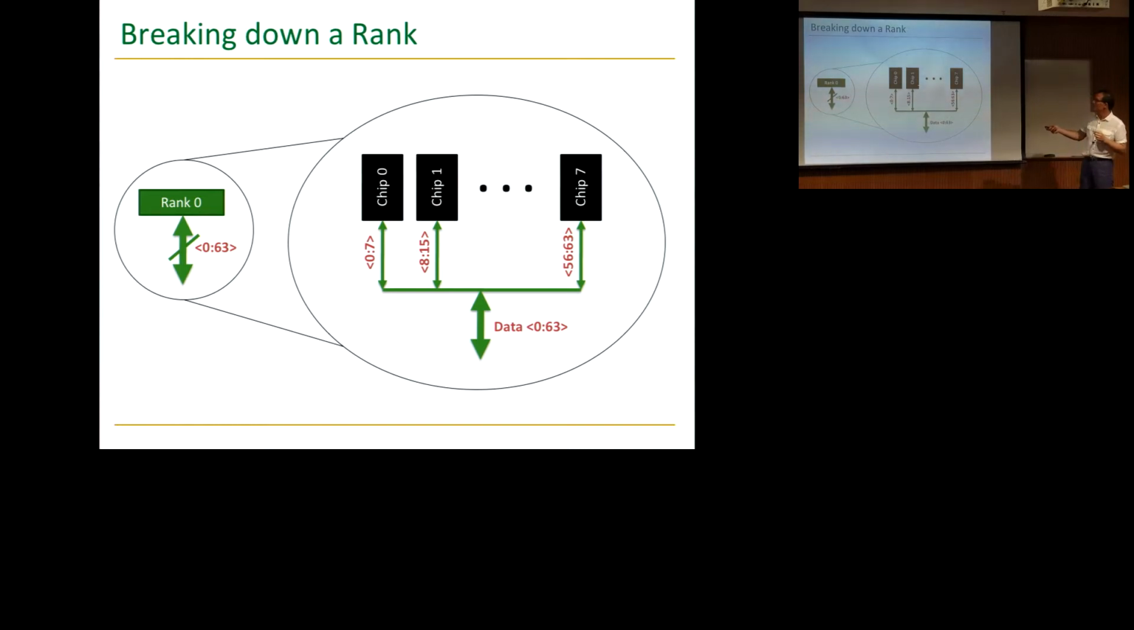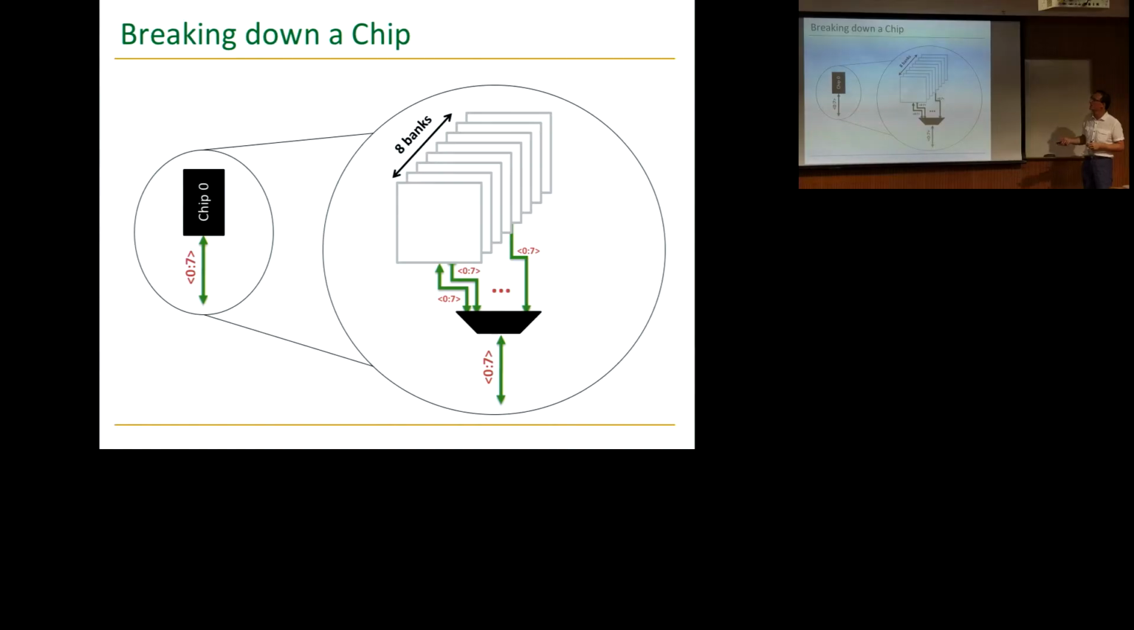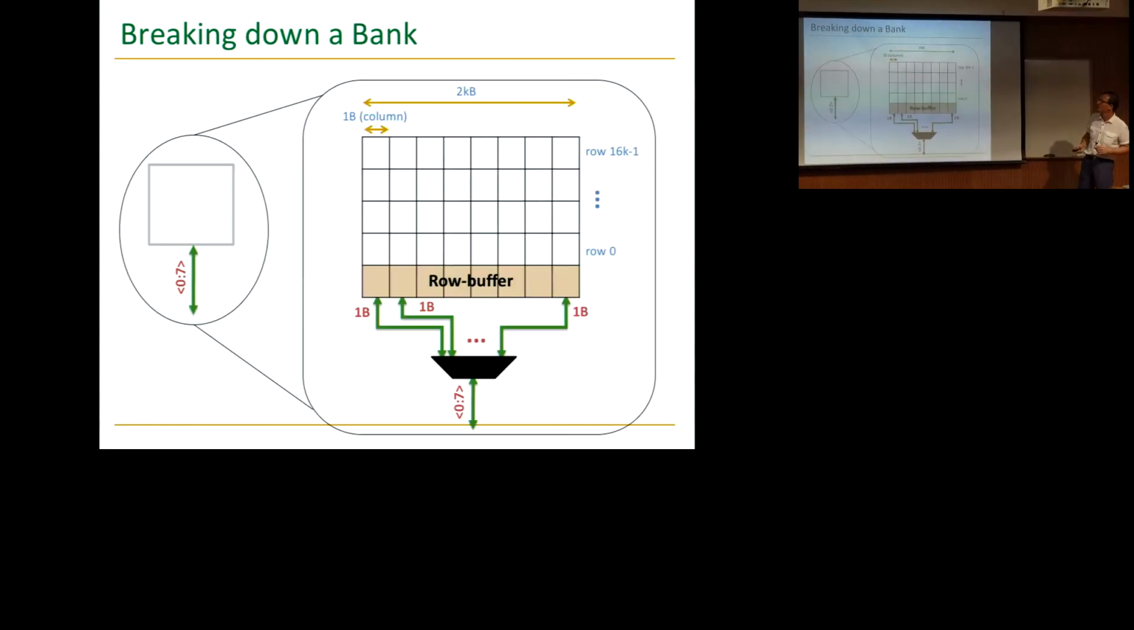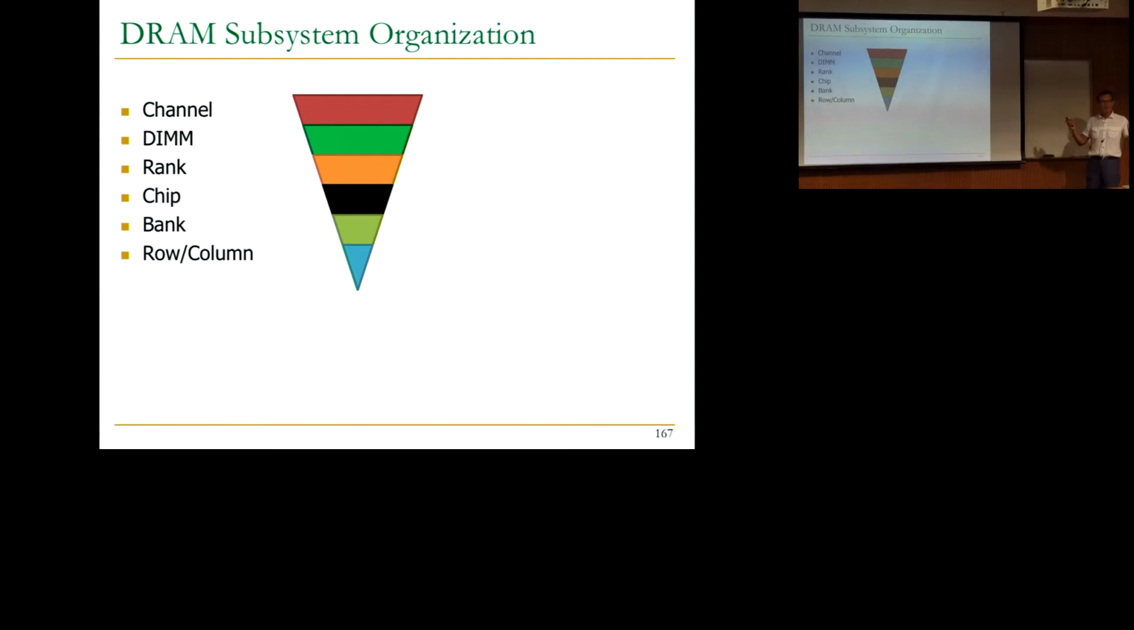Within a rank, you have multiple chips, as we've seen earlier. This makes it more clear. You get 64 bits, but 8 bits come from different parts. And if you break down a chip into smaller portions, you get 8 banks, as you can see over here. And banks share the command, address, and data buses also. You have this multiplexer over here. And if you break down the bank, we're back to this bank structure that I showed you earlier, maybe looking a little bit differently over here. You have some number of rows, some number of columns, and the row buffer and the mux. Okay, that's basically the top down.